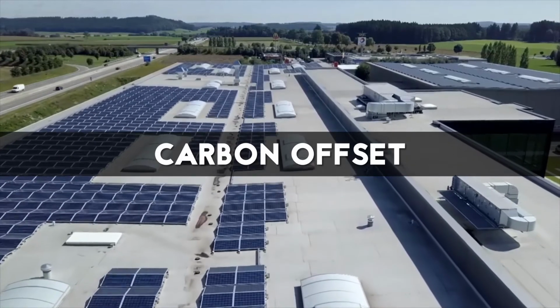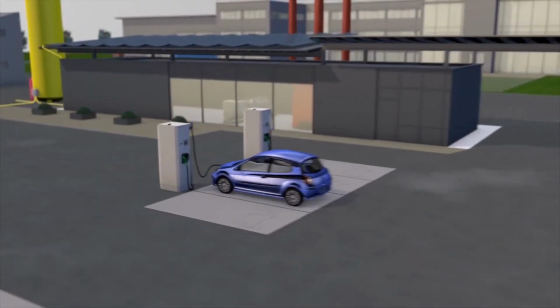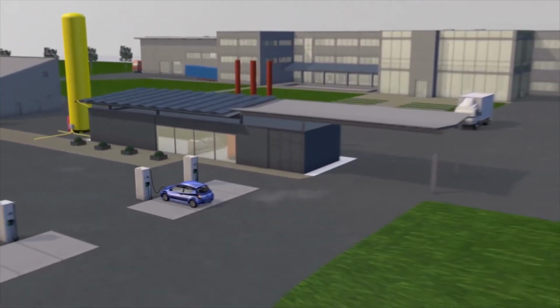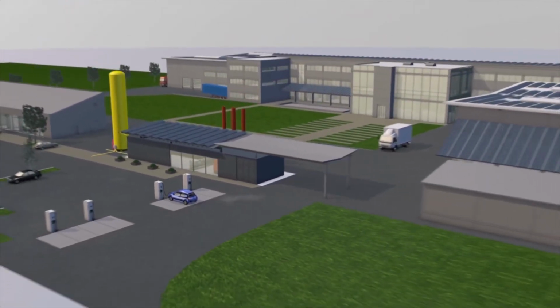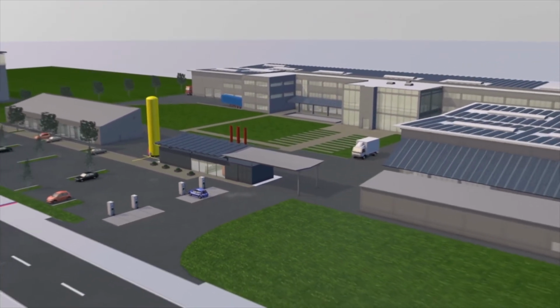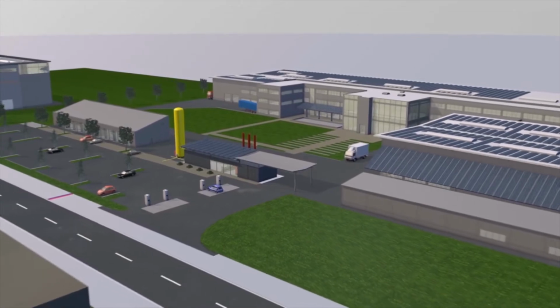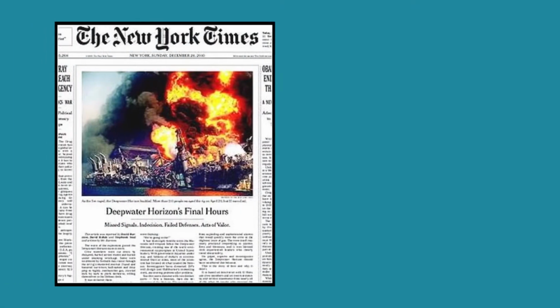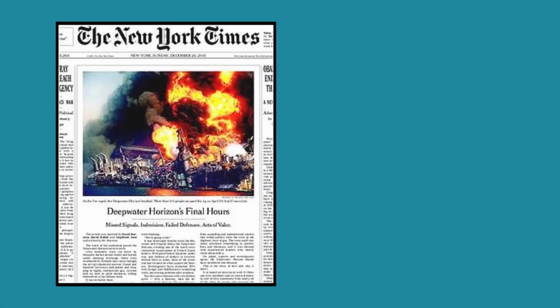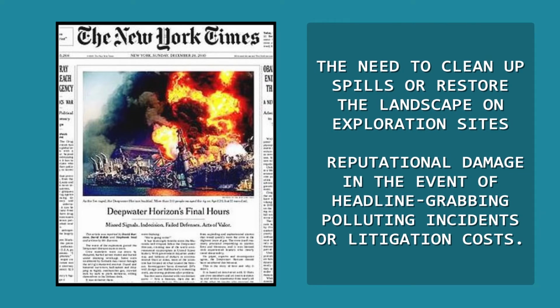Institutional investors are increasingly working to better understand the potential financial impact of environmental issues on companies in their portfolios. The potential negative effects from companies that do not manage environmental risks are increasing costs. Example, the need to clean up spills or restore the landscape on exploration sites.